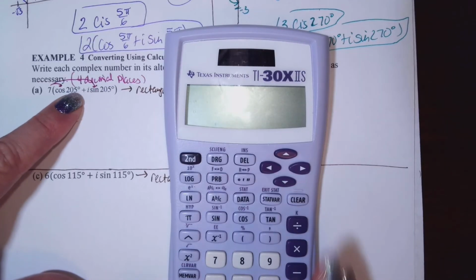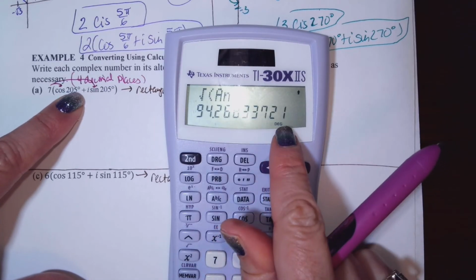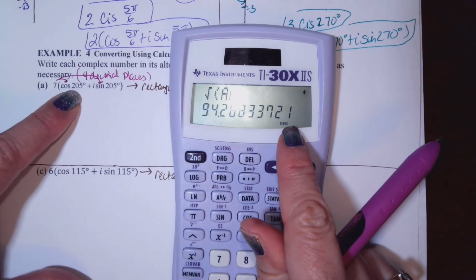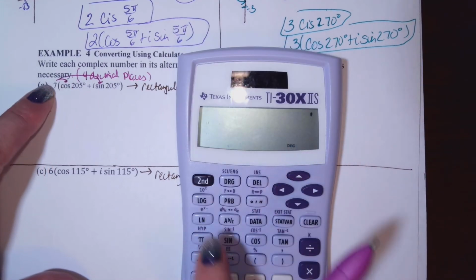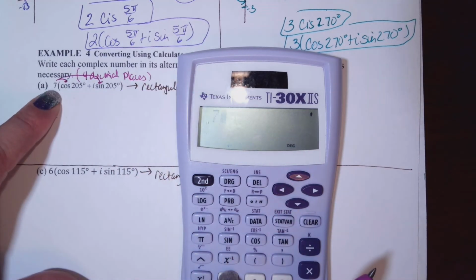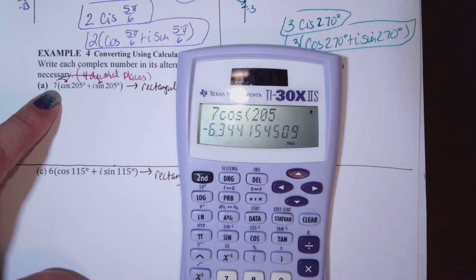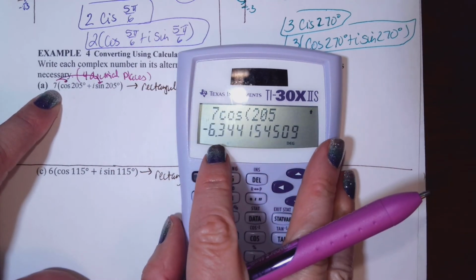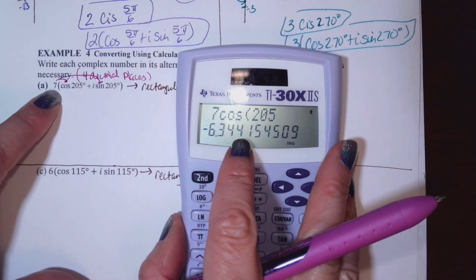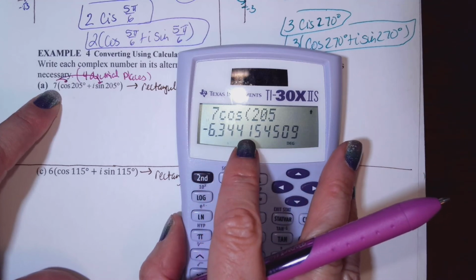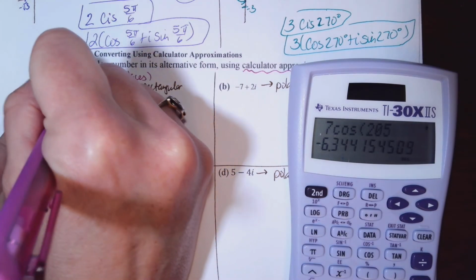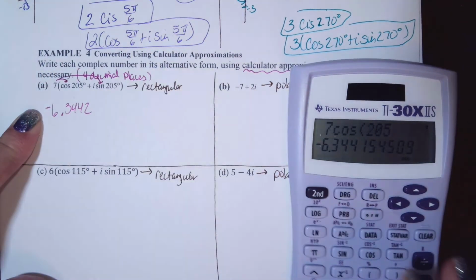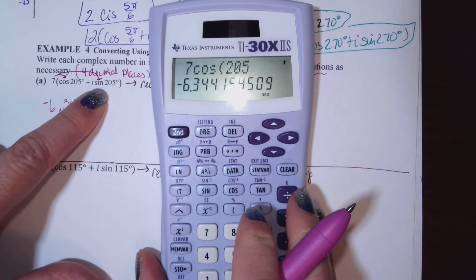So I'm in degrees. I need to make sure I'm in degree mode so that when I use my trig function buttons, I'm in the correct mode. I'm good. I'm going to go ahead and distribute this 7. So I've got 7 times the cosine of 205. Gave me a negative value. That's what I expected. I'm rounding to 4 decimal places. 1, 2, 3, 4. I'm going to need to round up. So that is a negative 6.3442.